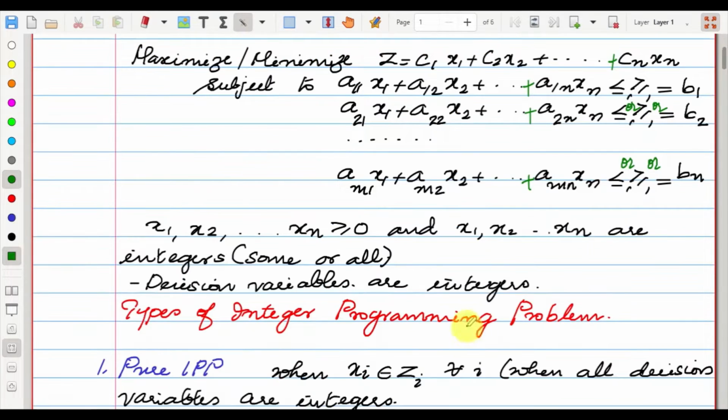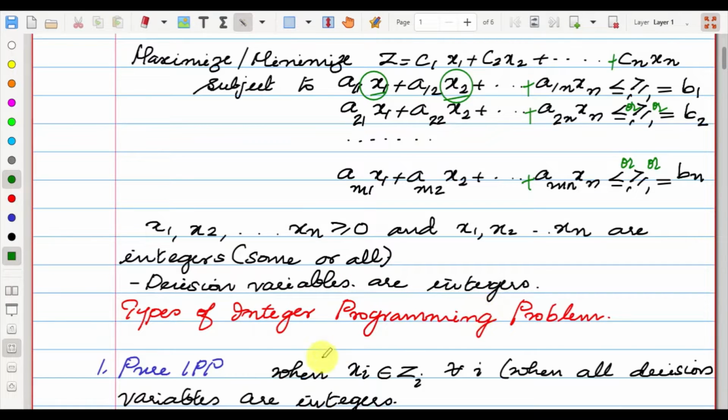So here x1, x2, etc. xn will be positive numbers. Also x1, x2, etc. xn are integers, some or all. That is, decision variables are integers.